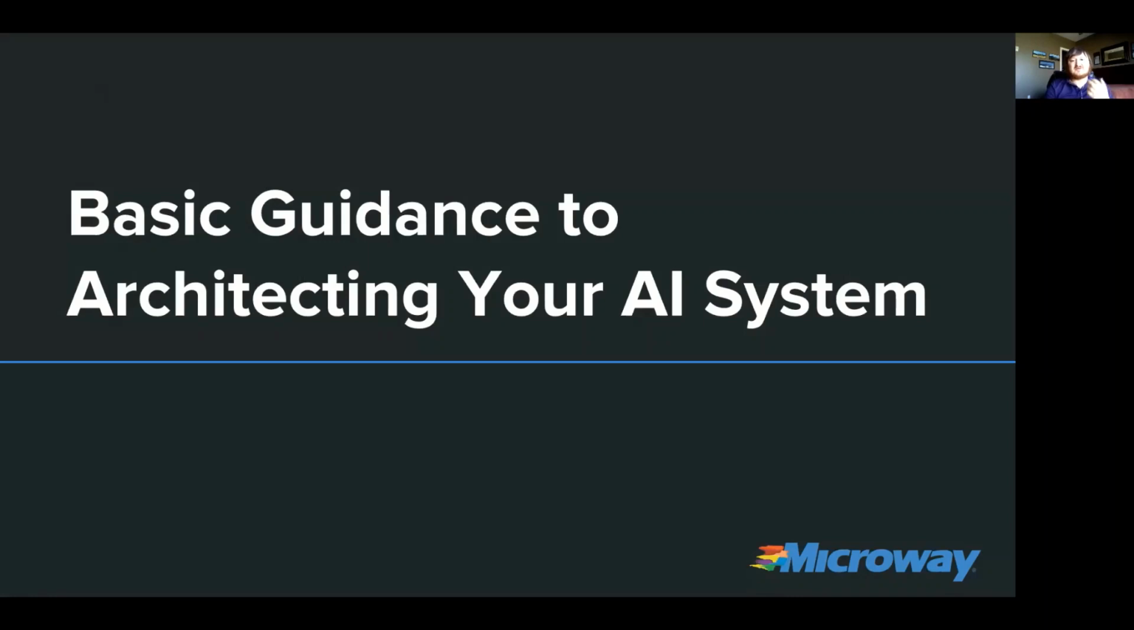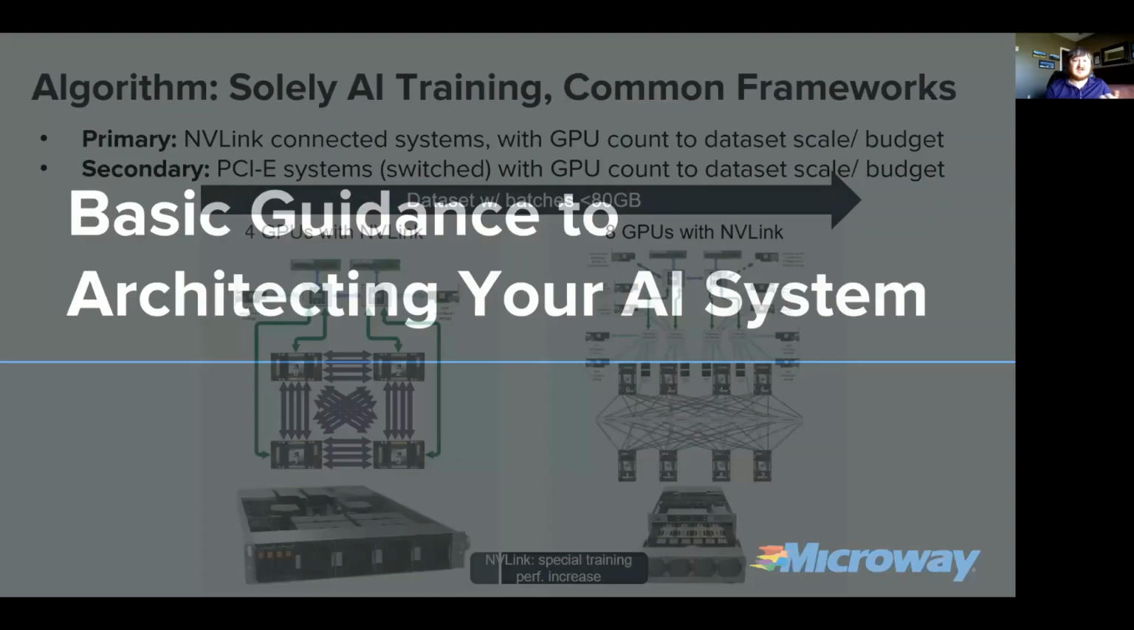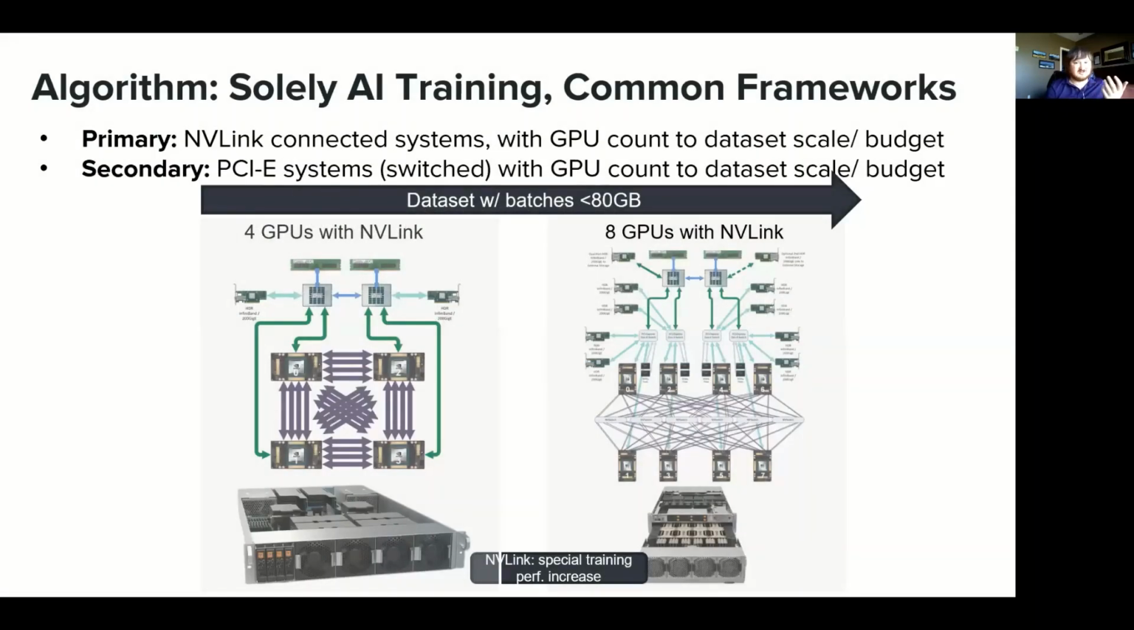So now that you have a bit of data and you've started to put some things to paper, what do you do with this data about data sets and algorithms, and how do you translate it to our hardware architectures? So let's explore a few different workloads and start to see how they map. If you assess that your algorithm is solely for AI training, and your data set fits within a GPU or a reasonable number of GPUs, say 4 or 8, right?